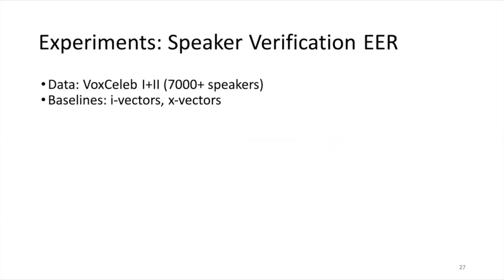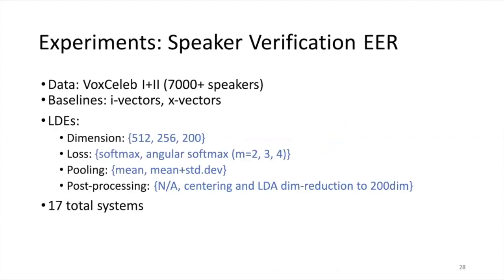To gauge the effectiveness of these embeddings, we perform a speaker verification experiment. We train these embeddings on VoxCeleb 1 and 2, which is extracted from YouTube videos with over 7,000 speakers. Our baselines are i-vectors and x-vectors. We examine the hyperparameters of the LDE embeddings, where we vary the speaker embedding dimension, the training objective, the pooling method, and whether post-processing is applied or not. We ended up with 17 total embeddings and systems.